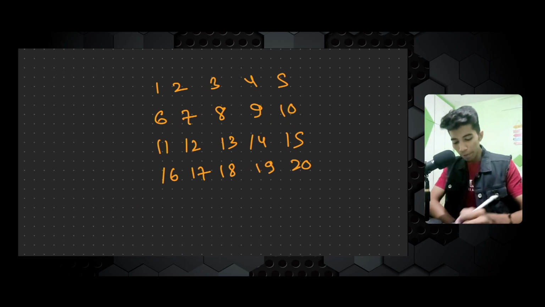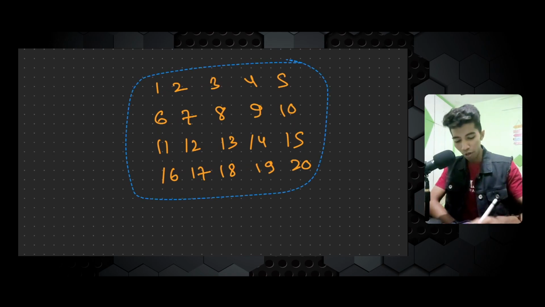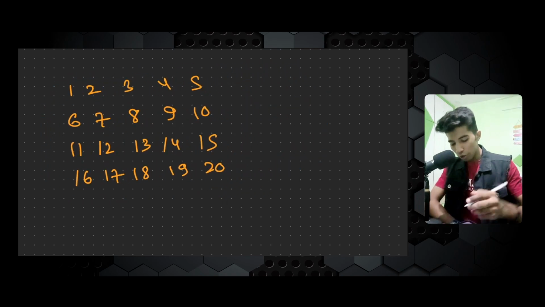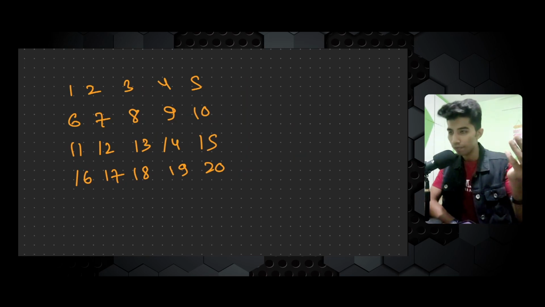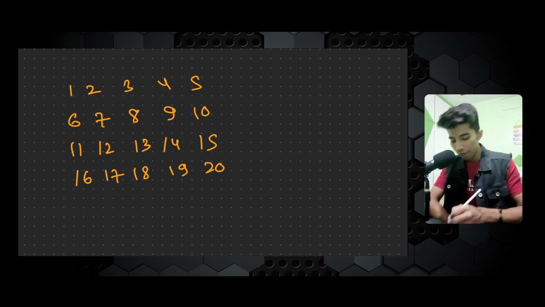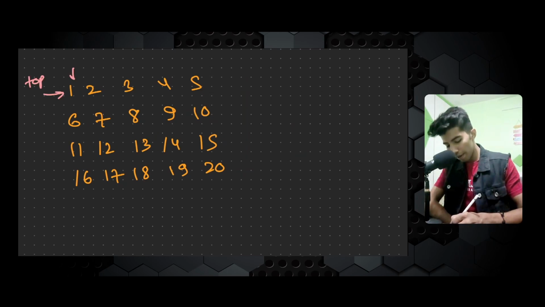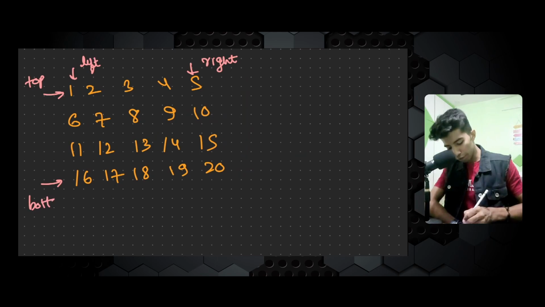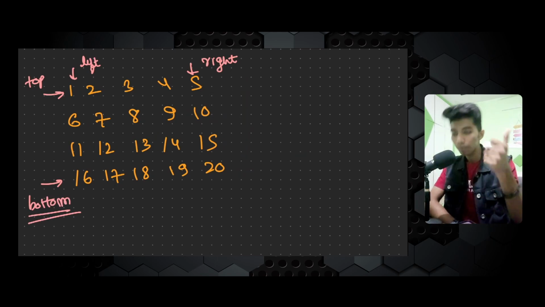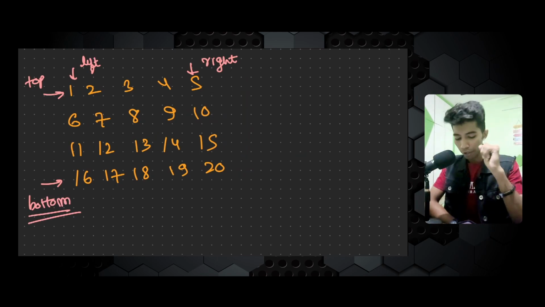Coming on to the approach, how will we solve this problem? Let's take 4 pointers over here. One will be my top pointer, one will be my left pointer, one will be my right pointer, and this will be my bottom pointer. Like this we have taken the pointers. Now how will we run our loop?